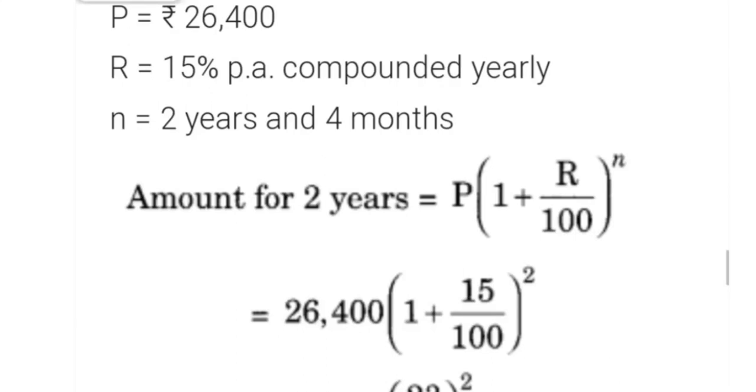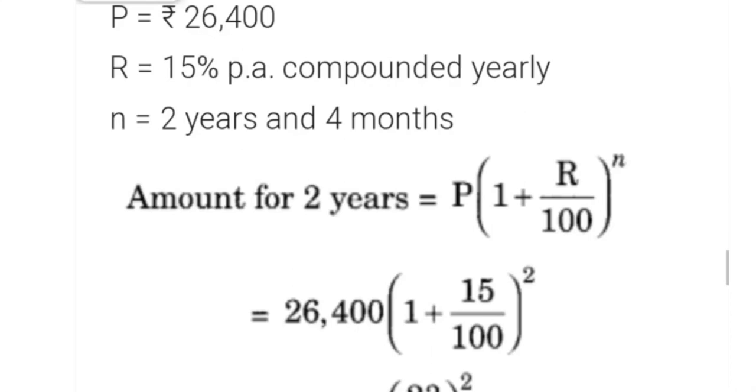So put the formula and put all the values. So 26,400 in bracket 1 plus 15 upon 100 and the power is 2. Why the power is 2? Because the time is 2 years. Okay, so 15 and 100, this we can cut by 5. 5 3s are 15 and 5 20s are 100.